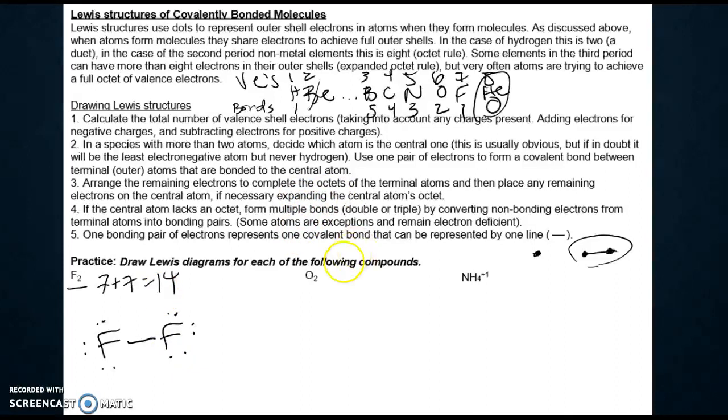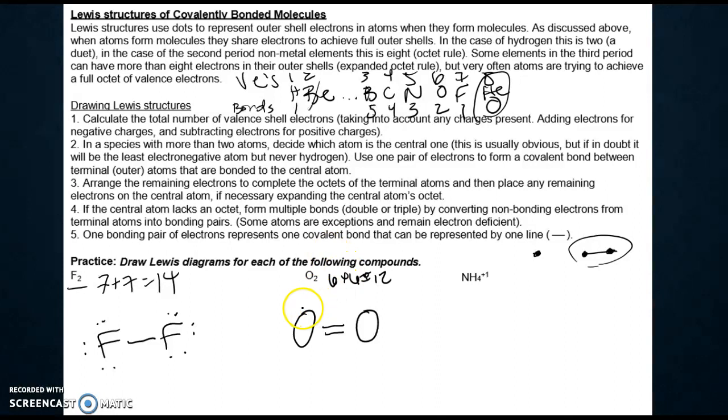All right, the next one here, we've got oxygen. So 2 O's. Oxygen has 6 valence electrons, so 6 plus 6. So 2 O's written down here. How many bonds does each oxygen want to have? It wants to have 2, so we put a double line here to show 2 bonds.